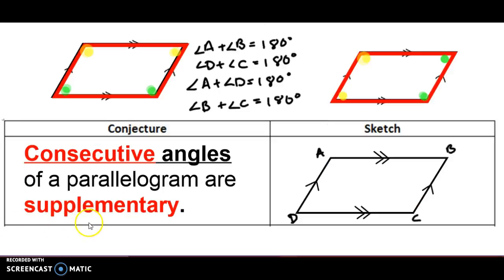Next, we talked about consecutive angles. Remember, consecutive angles mean next to. So in this parallelogram, the angles that are next to one another are AB, DC, AD, and BC. We know that those consecutive angles are supplementary. And remember, supplementary means that when I add them together, they equal 180 degrees.